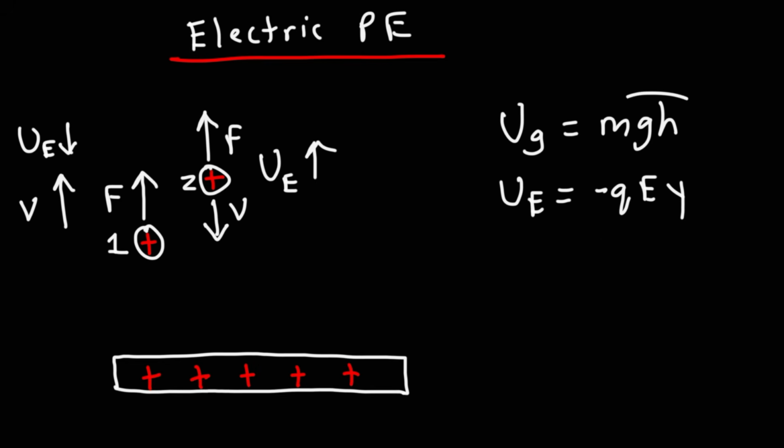Looking at these two formulas, you can see the similarities. Instead of mass, here we have charge. Instead of gravitational acceleration, here we have the electric field. And these two are similar. H and Y, they're both basically distance, but in a vertical direction.